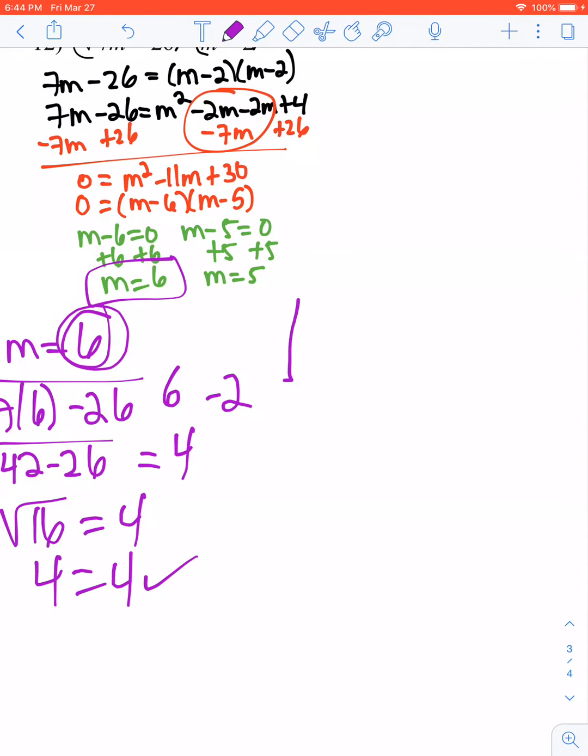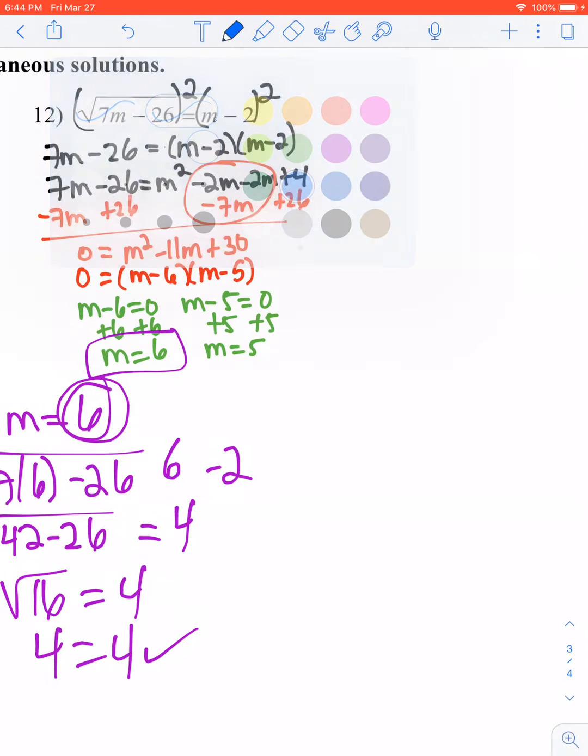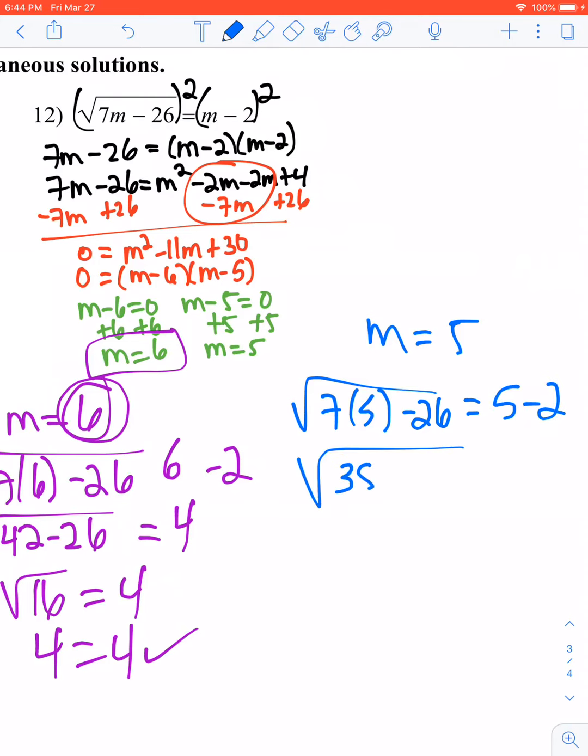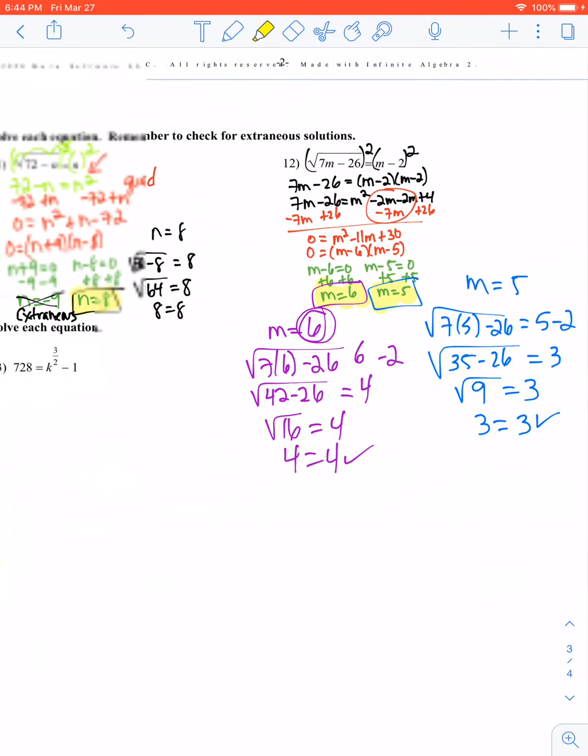Now let's check 5. When I want to check 5, I'm going to have the square root of 7 times 5 minus 26 equals 5 minus 2. So that's 35 minus 26 equals 3. Again, the work that I'm doing on here, you can do on a calculator. I'm just trying to save some time. And friends, on this problem, they do both work. You have two solutions. So that's why it's imperative to check.